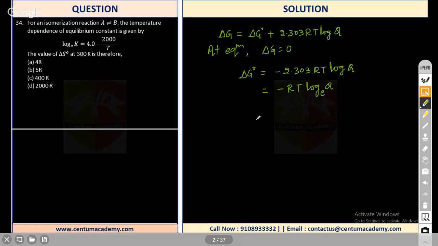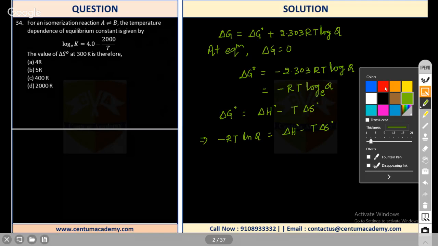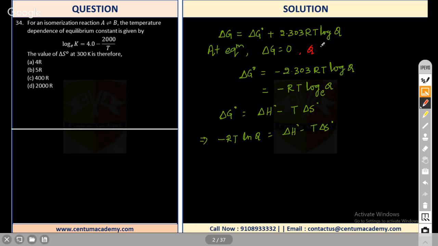Now, we know the relation of delta H and entropy. Since we have to find out entropy, we can write again delta G naught is equal to delta H naught minus T delta S naught. Delta G naught is nothing but this, so I'll substitute here. It becomes minus RT ln Q is equal to delta H naught minus T delta S naught. Oh, sorry, one thing I missed here. At equilibrium, the reaction quotient also becomes the equilibrium constant K. That I'll substitute here. So this Q is nothing but K here, and here also it should be K, the equilibrium constant.